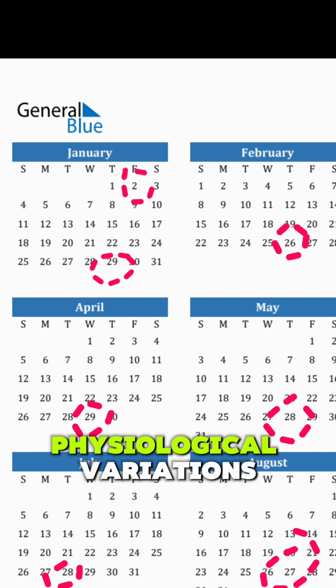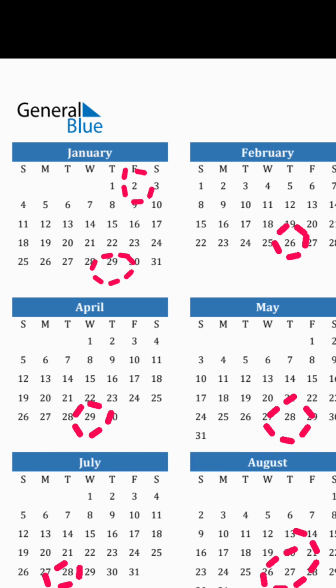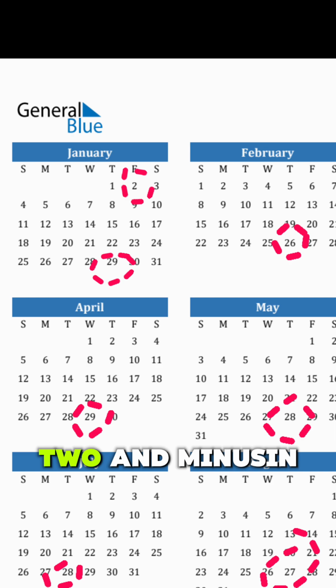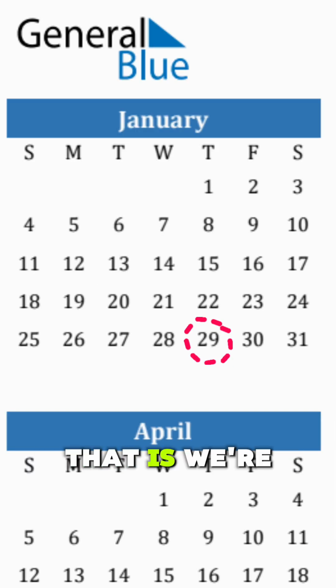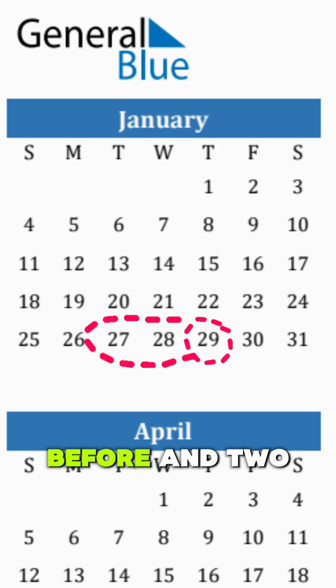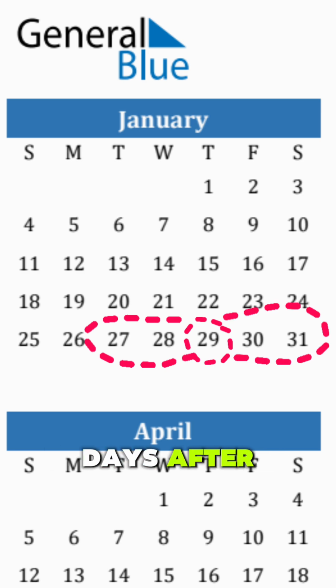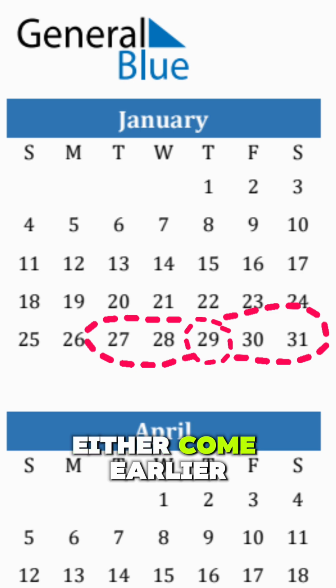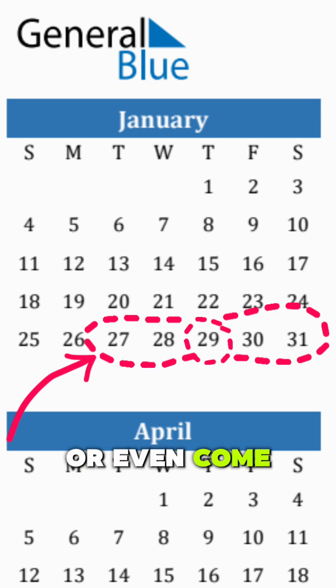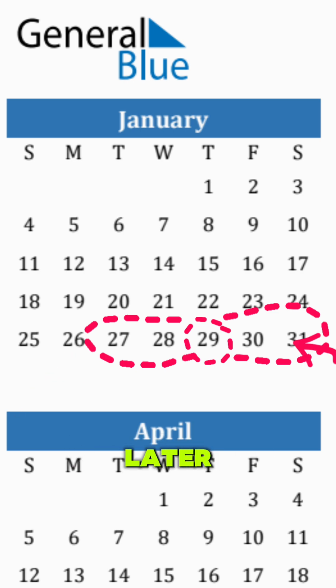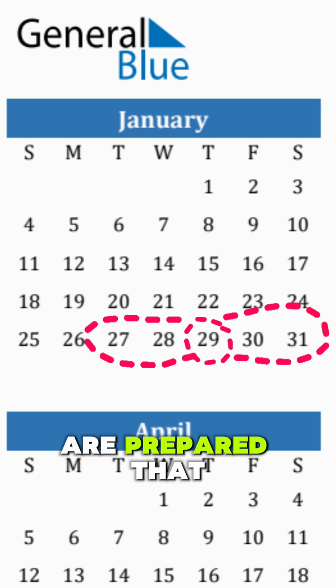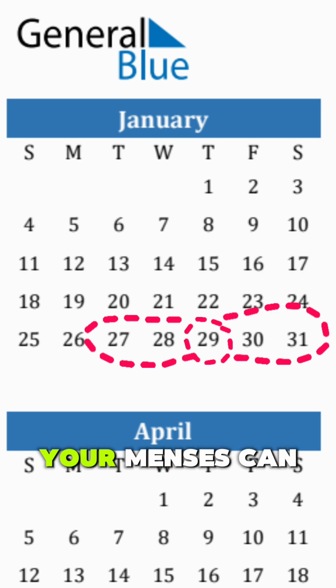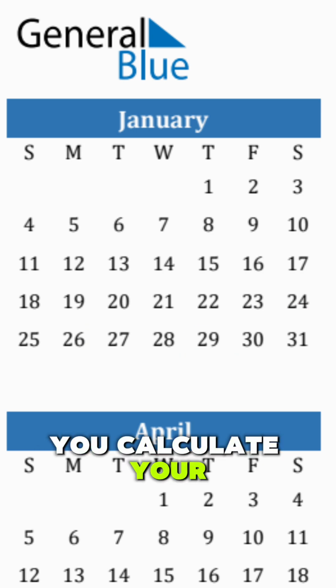Because of these physiological variations, we are going to be adding and subtracting 2. That is, we're going to be pushing 2 days before and 2 days after in preparation for menstruation, because it could either come earlier or even come a few days later. Oh yes, this way you are prepared that within these days that are circled here, your menses can come. This is how you calculate your menstrual cycle.